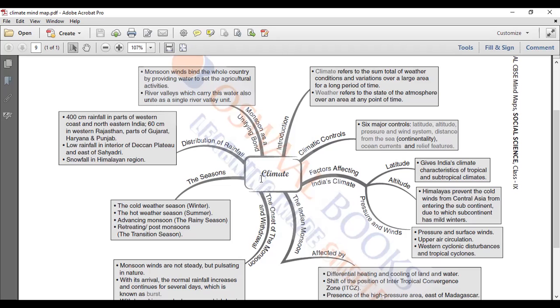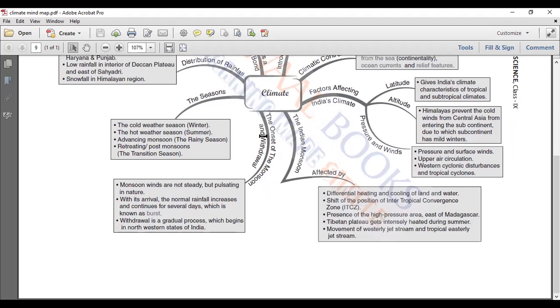Next was altitude. The Himalayas prevent the cold winds from Central Asia from entering the subcontinent. Due to that, the subcontinent has mild winters. Otherwise, we would have severe winters. Next is pressure and winds. Pressure and surface winds, upper air circulation, jet streams, western cyclonic disturbances, and tropical disturbance cyclones all affect the climate of India.